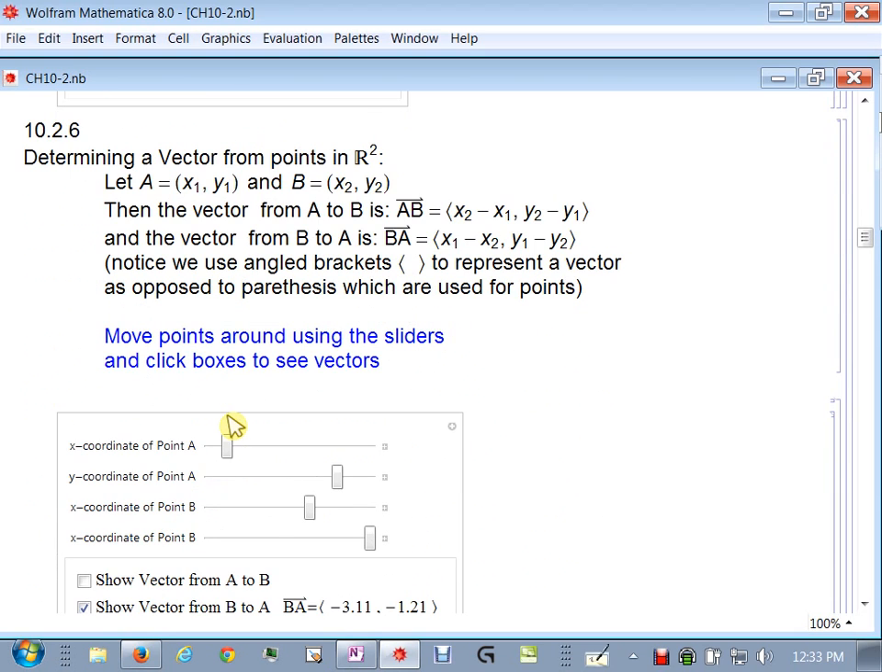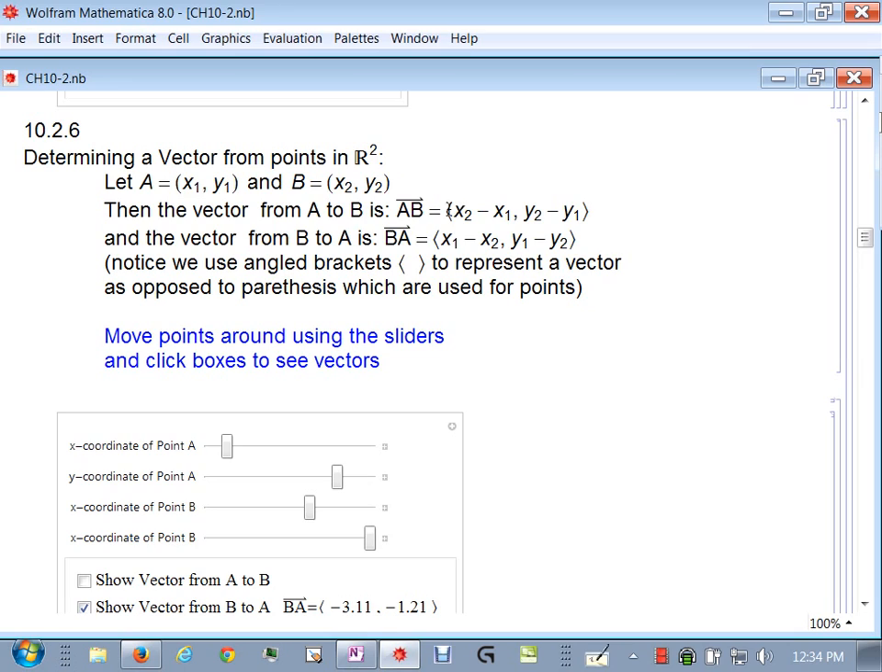Now, if you have 2 points, x1, y1, and x2, y2, in two-dimensional space, someone gives you 2 points, you can always define a vector going from one point to the other, or you go the other way around. So if we have 2 points A and B, and we want to define the vector that goes from A to B, then it's x2 minus x1, comma, y2 minus y1. So if I'm going from A to B, I take the x-coordinate of the second point, subtract the x-coordinate of the first point, and that becomes this new number right here. Then this one right here would be y2 minus y1.